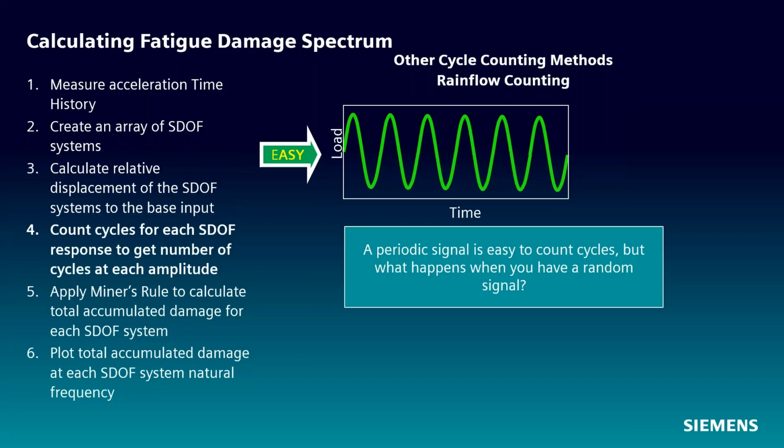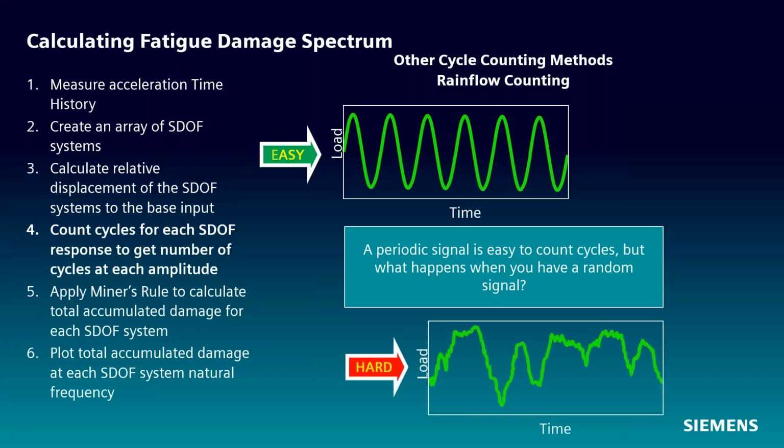So going through this series of SDOF systems is essentially applying a low pass filter to our input signal. But we don't always have nice signals like that. We sometimes have these crazy looking random signals, and this is a little more difficult to identify where we have a cycle and what the amplitude is. So we've got another method for cycle counting called rainflow counting.